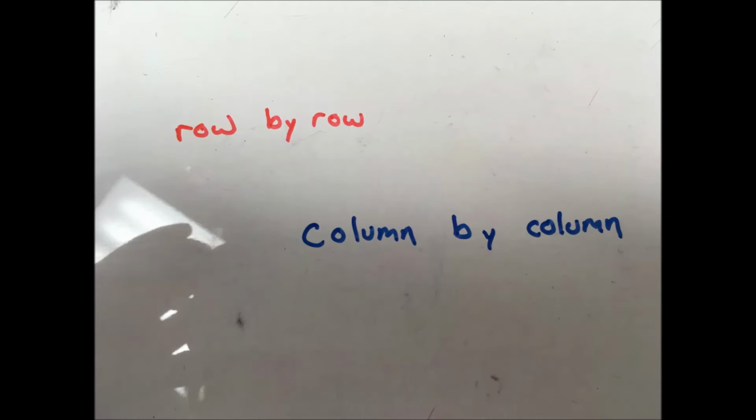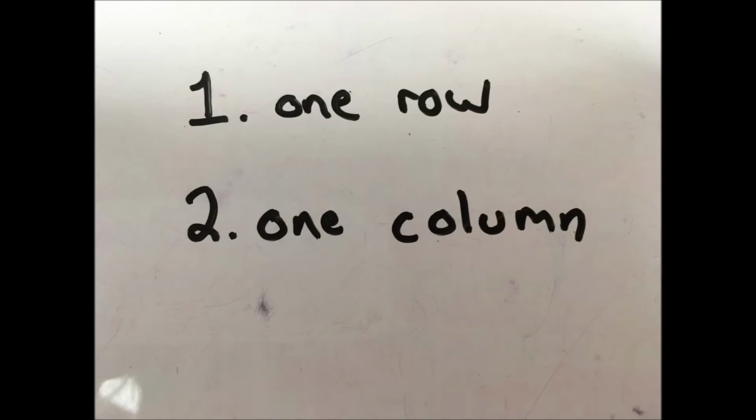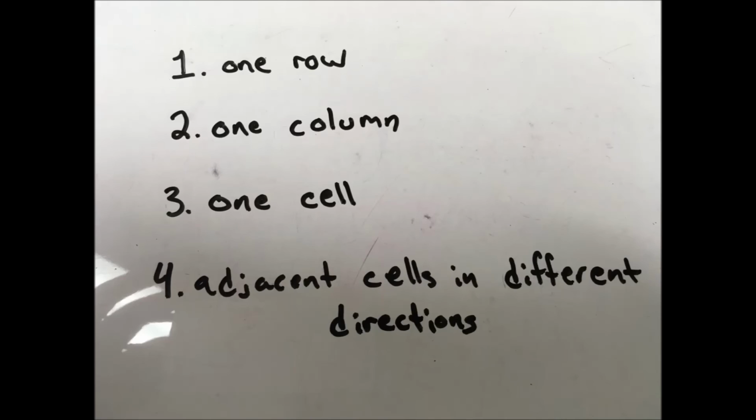The most common 2D array algorithms will involve processing the entire grid, usually row by row or column by column. Problem solving with a matrix could involve processing 1 row, 1 column, 1 cell, and adjacent cells in different directions.